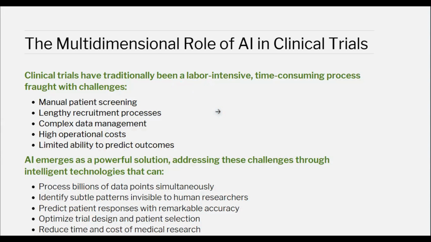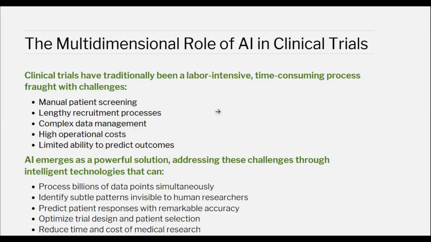So now what can AI do? AI can process billions of data simultaneously and identify subtle patterns invisible to human researchers. There may be some pattern. See, when you study the clinical trial, basically this is a very core department, senior level. So suppose we are giving a drug to a cancer patient, and there is a minor variation in the development of the disease or the cure of the disease, which cannot be pointed out by humans, but AI can predict that. I'll come to that later on this part.